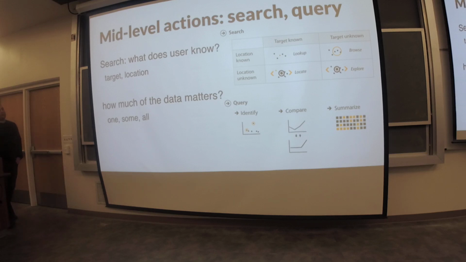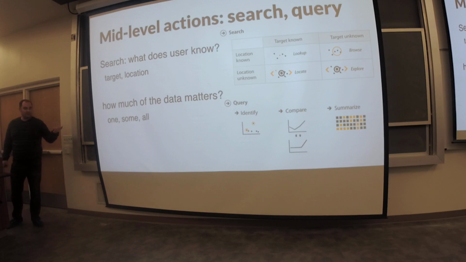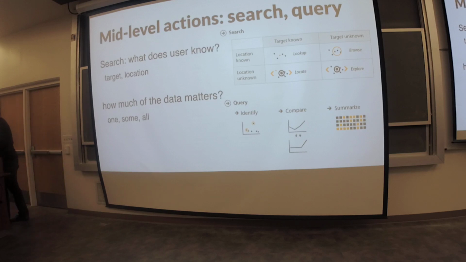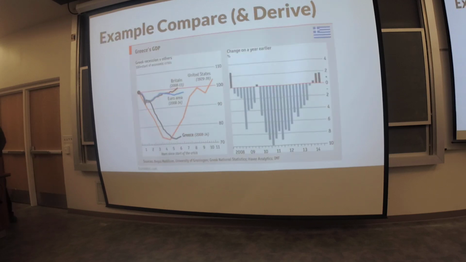And then for the query pieces, the question that these tasks ask is how much of the data matters. Is it only one data point? Is it some of the data points? Or is it all of the data? If it's only one data point, you want to identify it. If it's some of the data, you want to compare them. If it's all of the data, you want to summarize it. So here's an example of comparing and also of deriving.